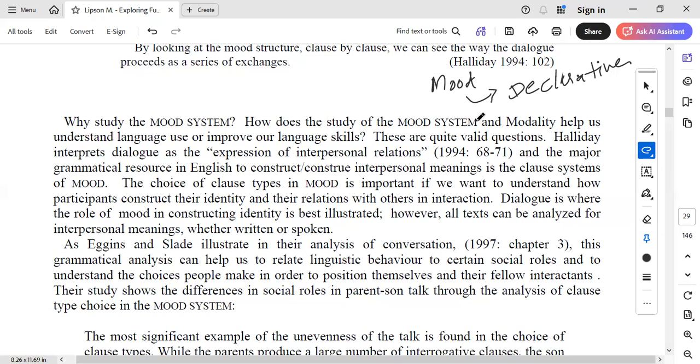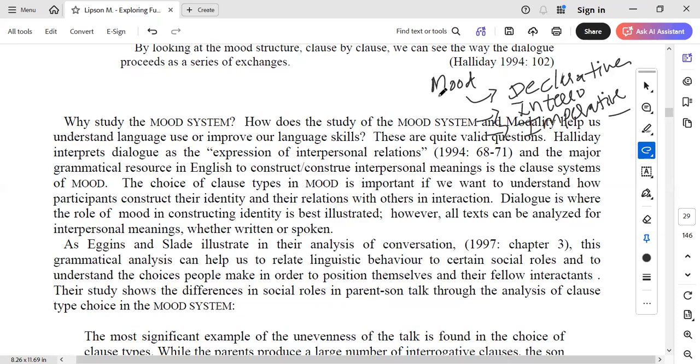Simple. Then we have interrogative. You already know what this is? Yes, sir. You ask a question, right? And the third mood is imperative. And what is imperative? So imperative mood is where you are asking for an order, suggestion, advice, command, request. Very, very good. So these are the three elements, components, right, that mood is comprised of.